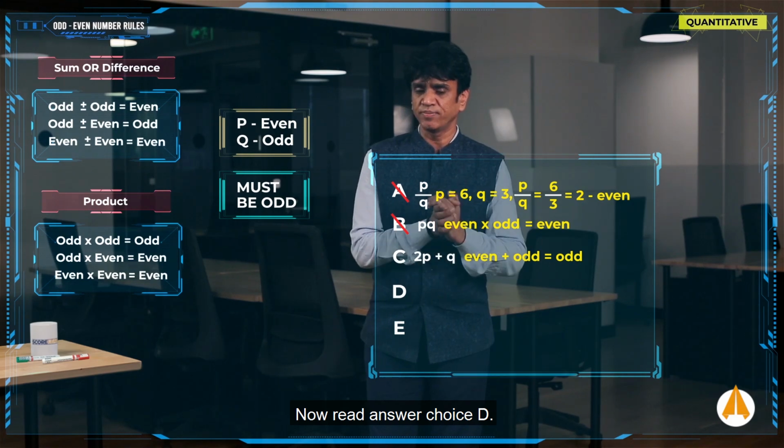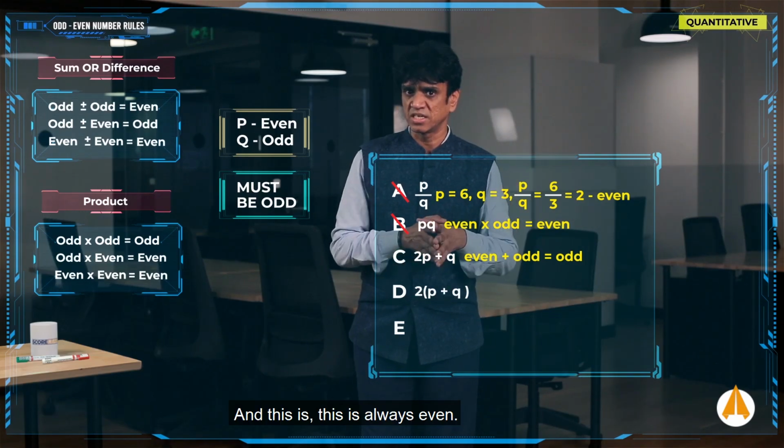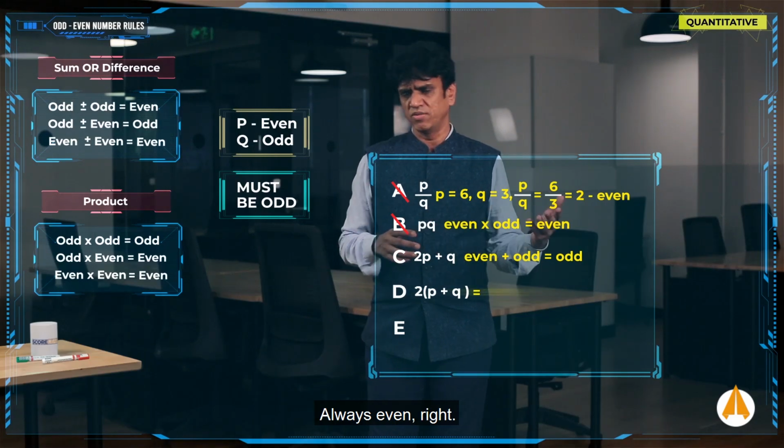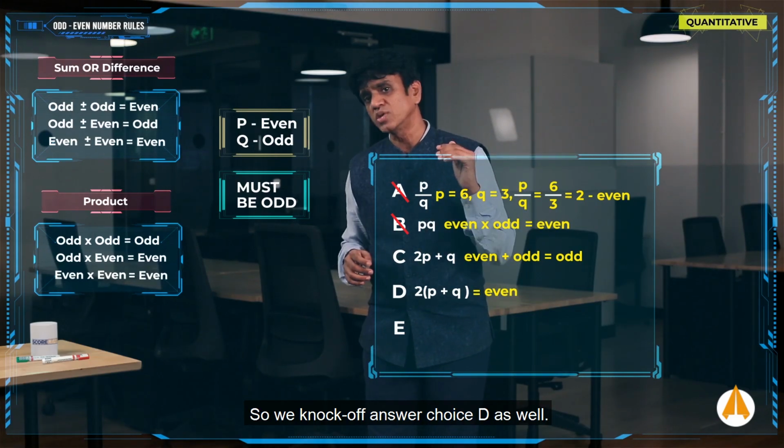Now read answer choice D. 2 into P plus Q. And this is? This is always even. Always even, right? Great. So we knock off answer choice D as well.